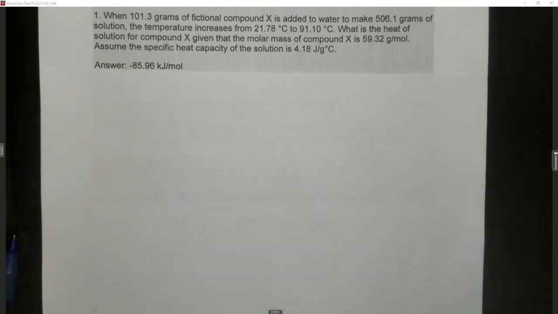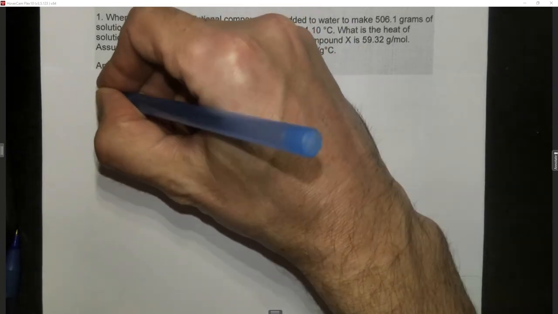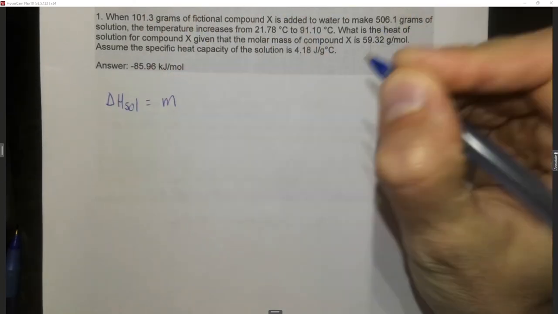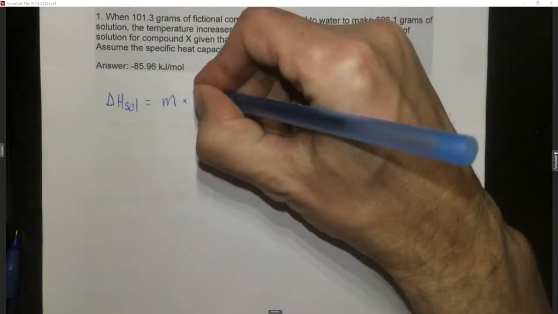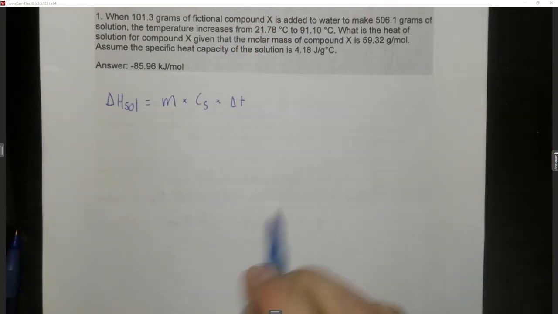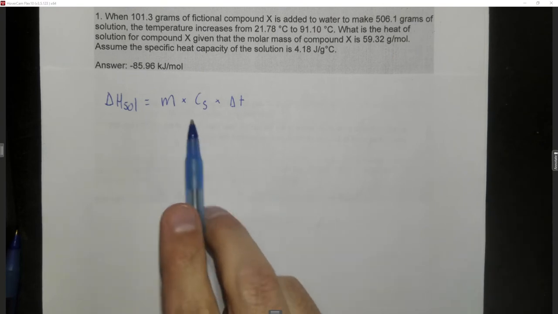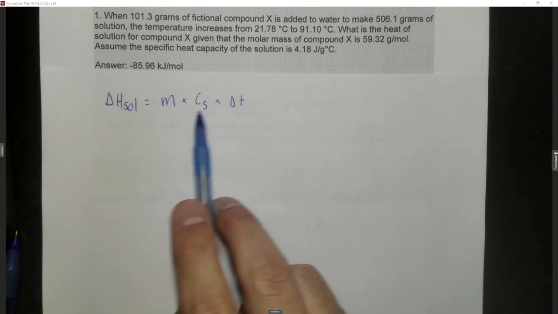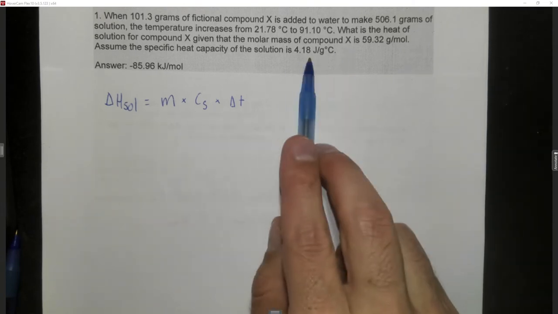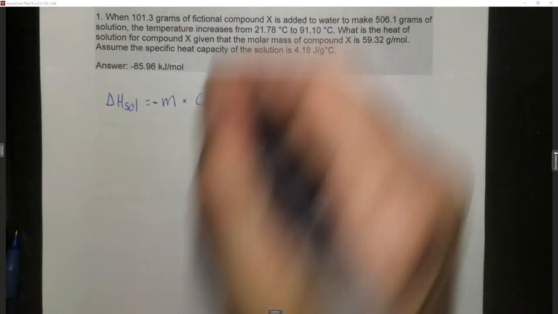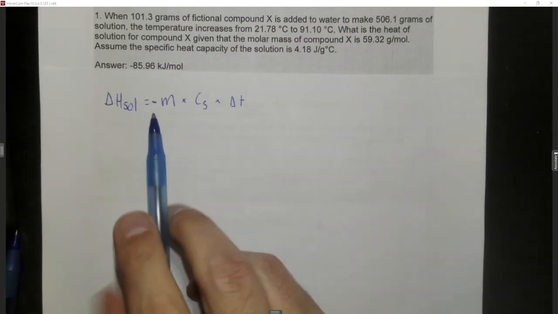So in order to do that, we need to do quite a lot of work. This is quite a long question. So first of all, we need to realize that delta H of the solution equals m, the mass, times C sub s, the specific heat capacity, times delta T, the change in temperature. We know the mass of the solution. We also know the specific heat capacity of the solution, and we can find the change in temperature. I should have put a negative there, okay?